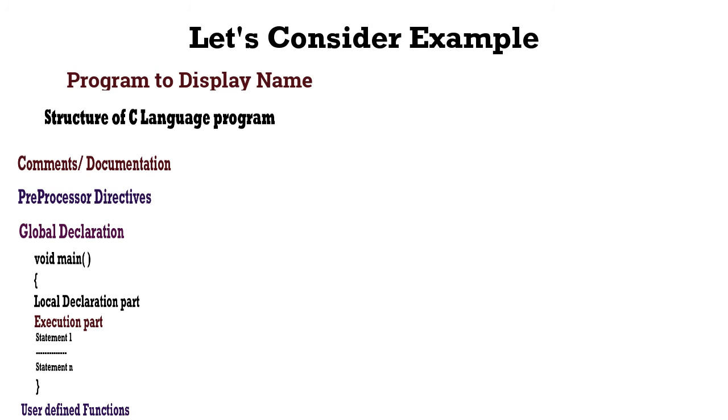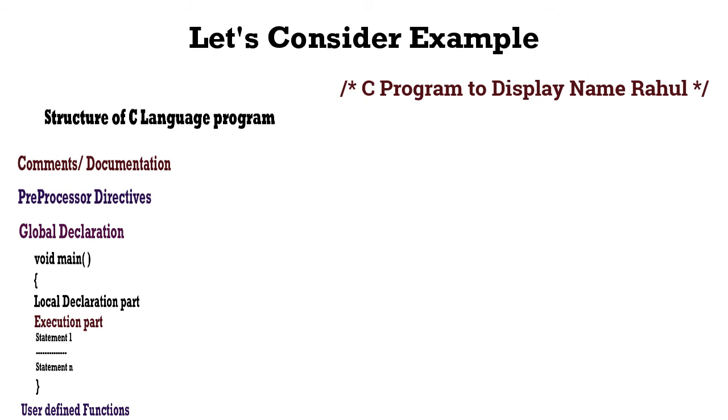Let us consider a simple C program to display your name. Here the first section is the comment section. Here I can include the name of the program as a C program to print my name, Rahul. Consider my name is Rahul. So I want to print my name here. The next section is the preprocessor directive section. Here I will include the header file #include <stdio.h>.